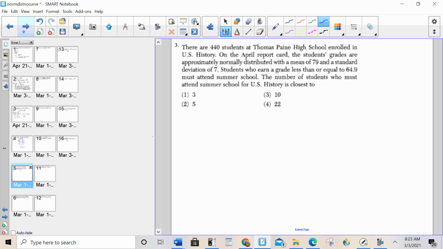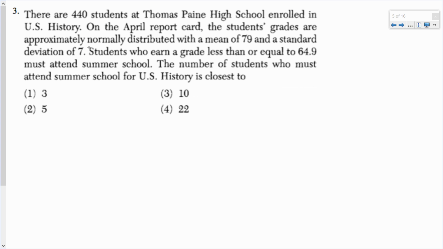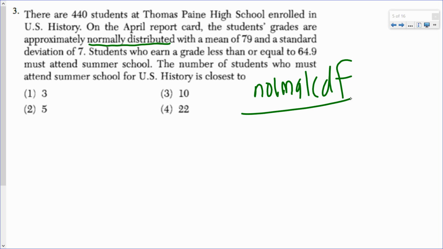All right, two twists on number 3. There are 440 students. Let's do a new color. Green sounds good. There are 440 students at Thomas Paine High School enrolled in U.S. history. On the April report card, the students' grades are approximately normally distributed. When you see normally distributed, normal CDF: lower, upper, mu, sigma.